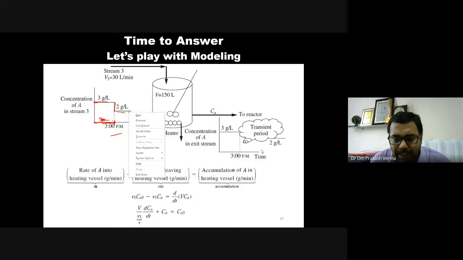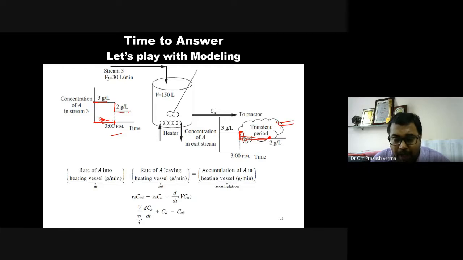Now what we analyze, what happened, क्या ये 3 ग्राम पर लीटर से 2 ग्राम पर लीटर तुरंत हो जाएगा? क्या ये कुछ इस तरीके का तुरंत सीन दिखाने लगेगा? 3 PM पे चेंज हो जाएगा, और it will take some transient? What is your opinion? क्या ये ऐसे चलेगा या some transient will be there? Some transient will be there.